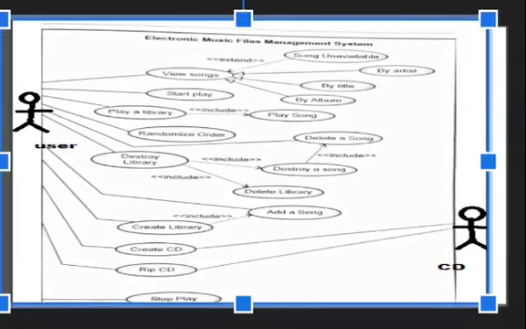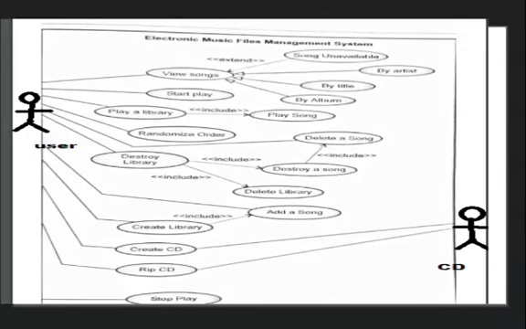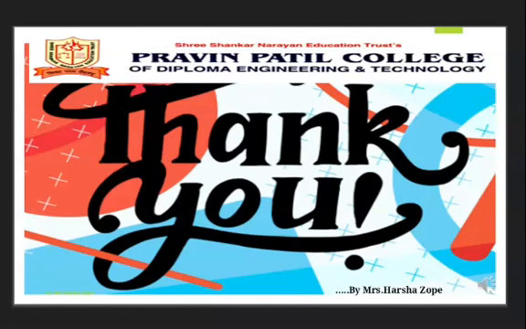In this way you have to draw the use case diagram for the particular system which will be asked. It will be any system. In the diagram you have to remember, you have to join the activities of the particular user with the help of lines, and you have to draw the actors as shown in the diagram. User and CD, these are the two actors, and inside the ellipse the activities done by the actors are written. Okay. In this way you can draw the use case diagram for any system.